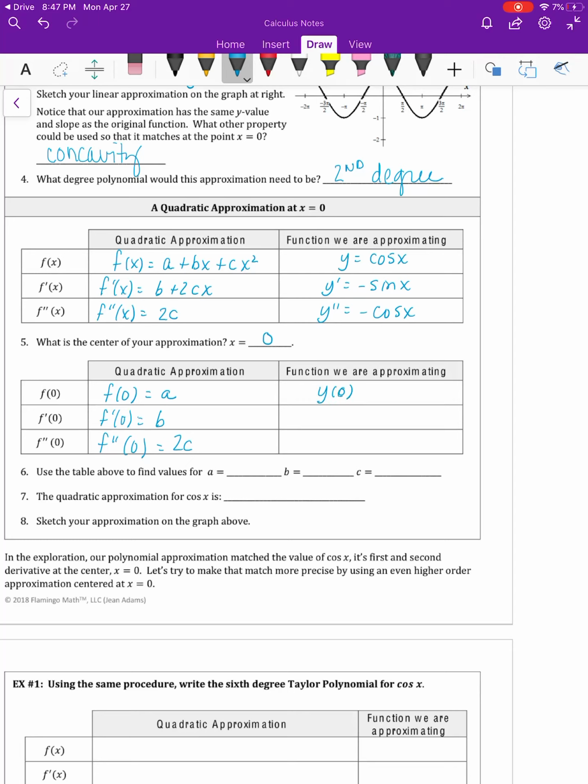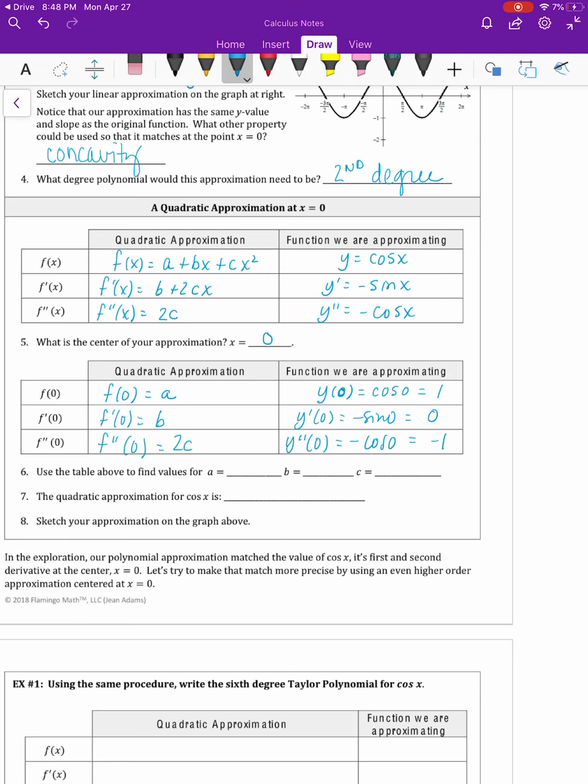Now, what about the function we're approximating? Well, they want us to find y of 0. Wherever I'm centering it at, you want to find your derivatives and your function, so however many derivatives you need, and your function's values. So the cosine of 0 is 1. My y prime of 0 is going to be negative sine 0, which is 0. My y double prime of 0 is going to be negative cosine of 0, which is negative 1.